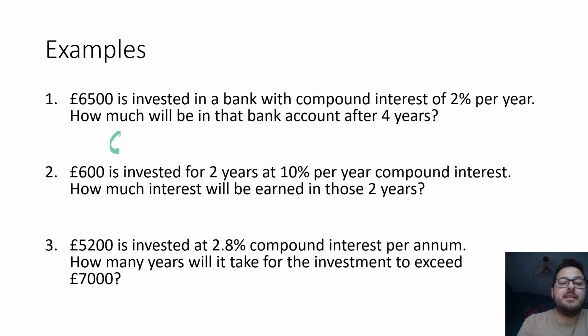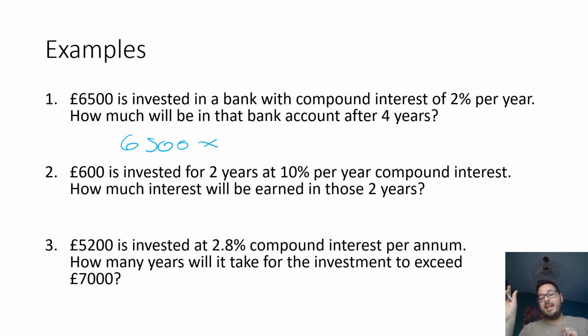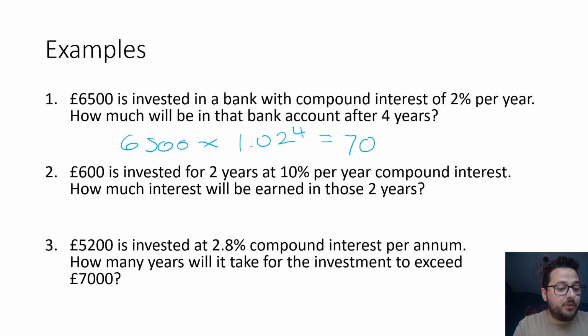Okay, so this is going to be 6,500 times, well, what's my multiplier? Well, the interest is 2%, so 0.02. And that's going to be added to our 1 whole. So this is 1.02 and it's for 4 years, so it's to the power of 4. So let's do that in the calculator. So 6,500 times 1.02 to the power of 4, and we end up with £7,035.81 to the nearest penny.